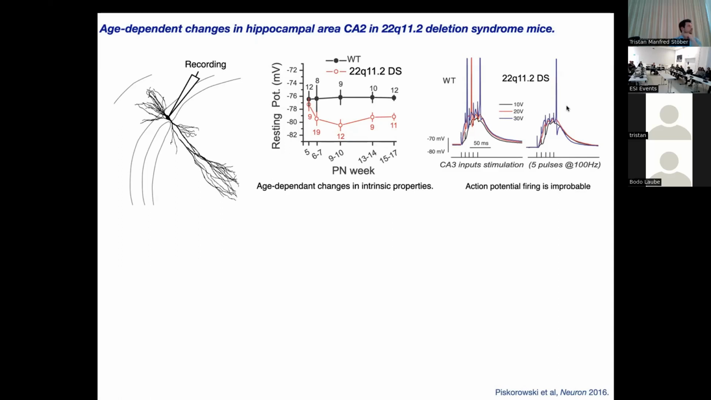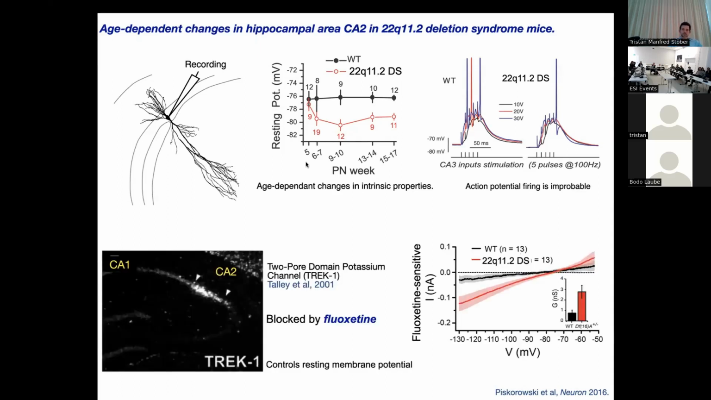So it's not surprising then that the animals behave like a CA2 lesion. And one thing that we noticed, which was kind of fun, is that you have this enrichment of the RNA for a 2-pore leak channel, TREK1. This channel can be blocked by fluoxetine very quickly, which is an SSRI. It's a Prozac.